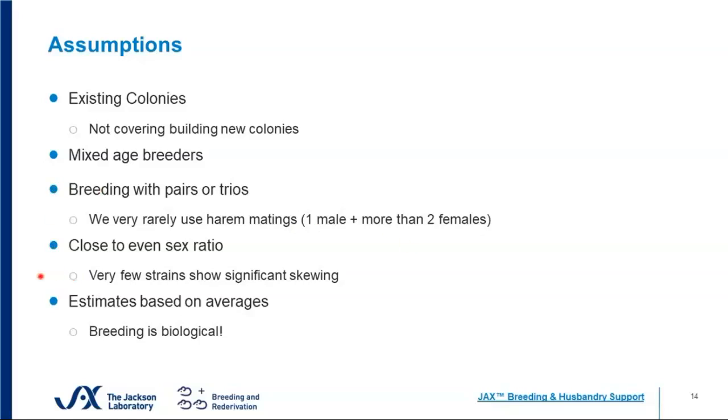to adjust for that. And then what I also want to remind everybody is that we're dealing with estimates based on averages, but breeding is a biological process. It can be affected by a whole host of environmental factors. And so just keep in mind that we're trying to estimate a biological process. And it's not always going to be completely perfect every time, but we're doing our best to estimate it as best as possible.